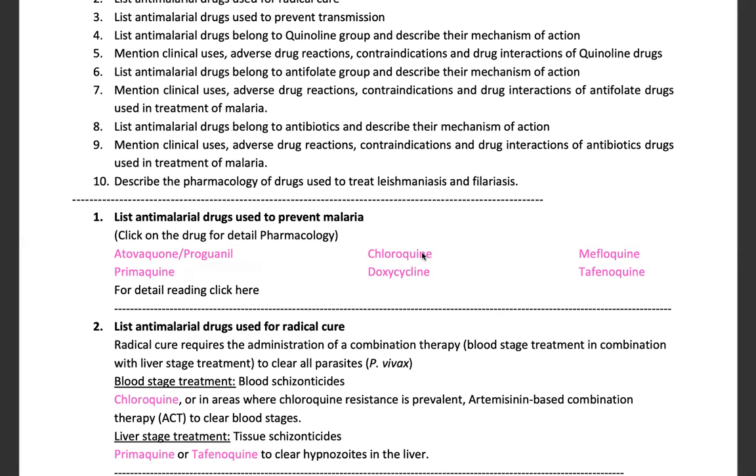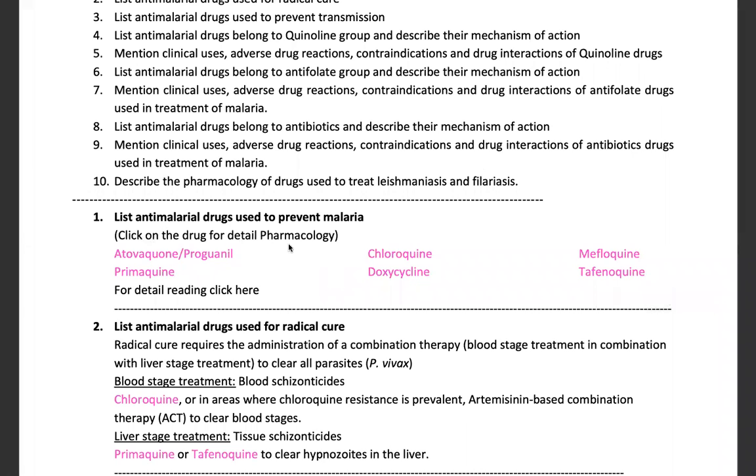Second one is chloroquine. Third one is mefloquine, primaquine, doxycycline, and tafenoquine.